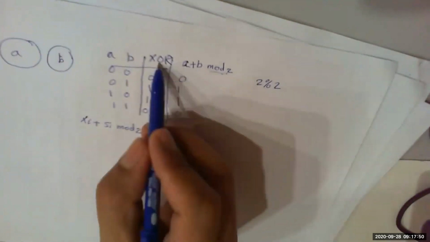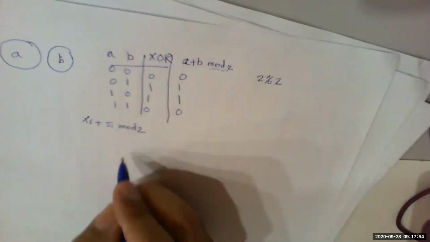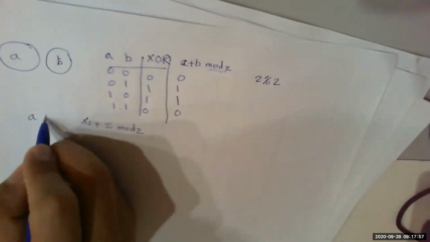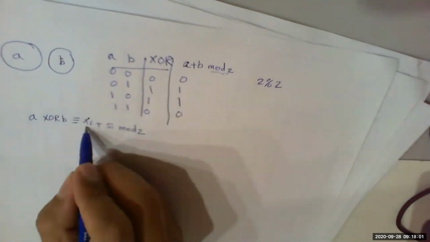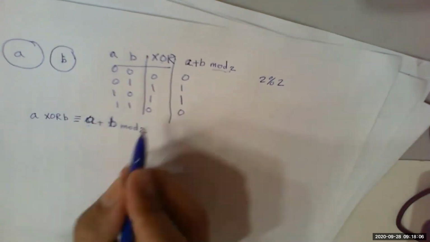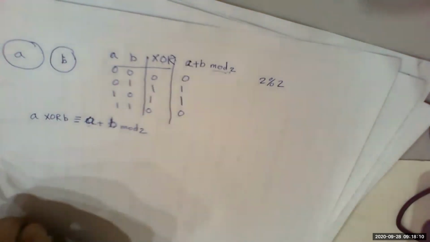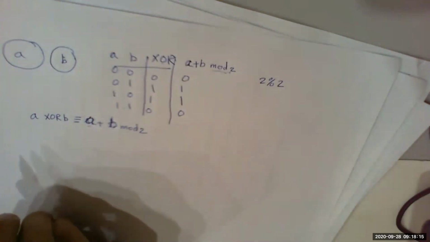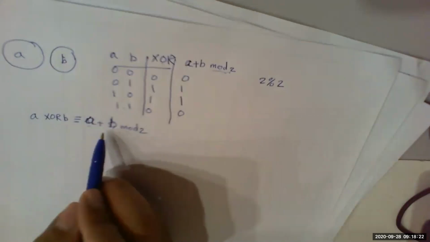So A XOR B is exactly A plus B mod 2. This example has A and B, so with A plus B mod 2, the same functionality is applied. This is why you can see in the slides Xi plus Si mod 2, or A plus B mod 2.